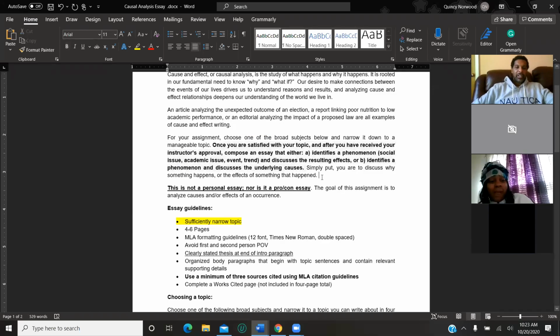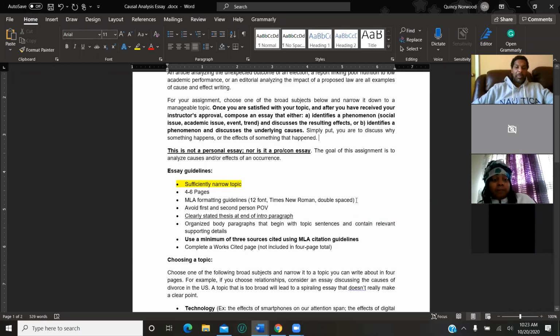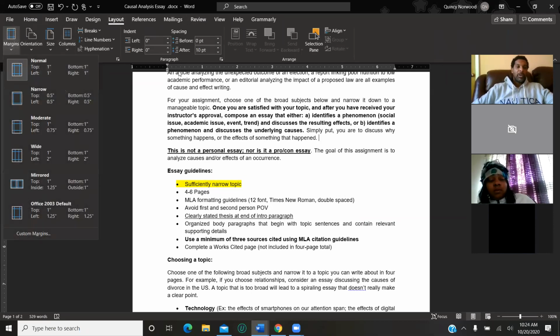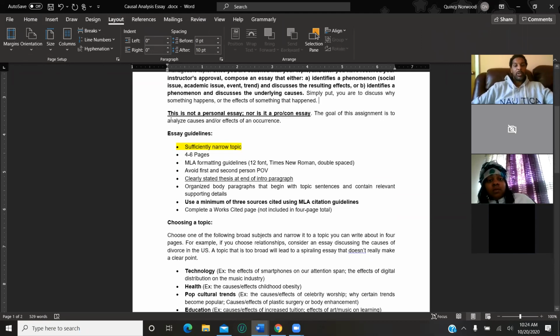So make sure your formatting is set correctly. Also, make sure your margins are set properly. You may have to go into layout and make sure your margins are set to 1 inch. But then you also may have to mess around with this ruler up here. So make sure you're doing that stuff.